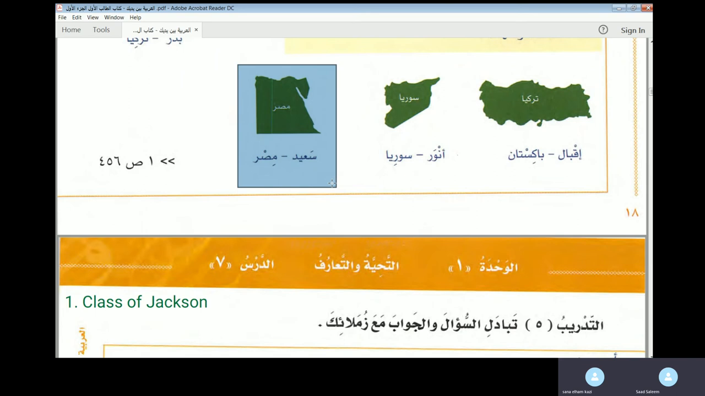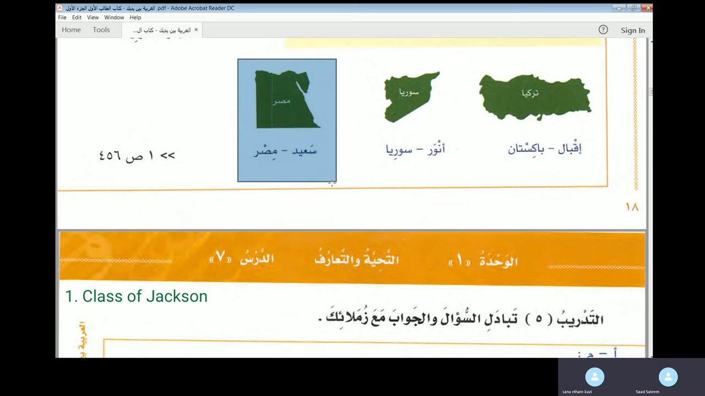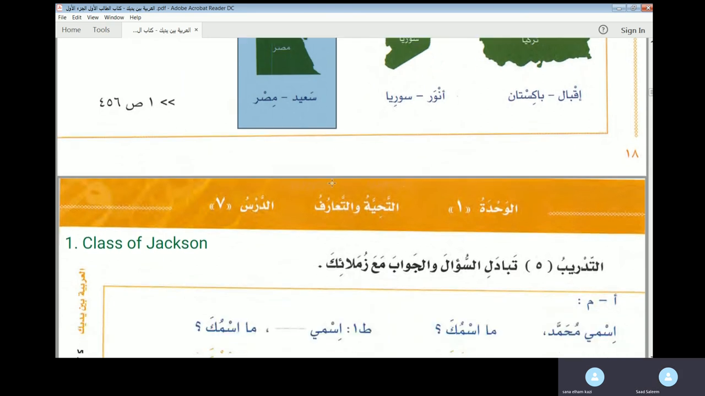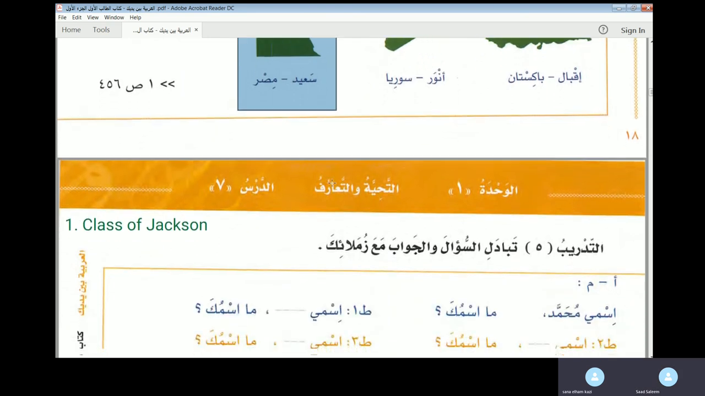السلام عليكم. Is that the first question? Yes, you can start with السلام عليكم. وعليكم السلام. ما اسمك؟ اسمي سعيد. من أين أنت؟ Where are you from? أنا من مصر. هل أنت مصري؟ Are you an Egyptian? نعم أنا مصري. أهلا وسهلا.